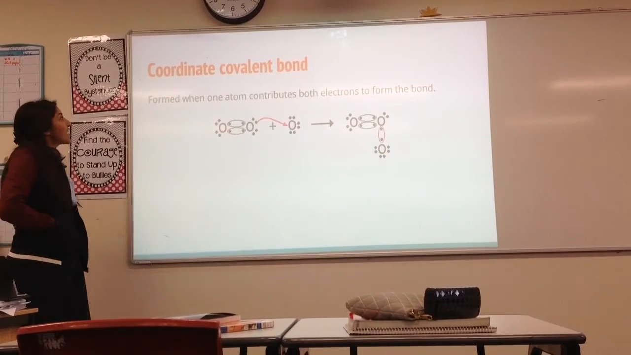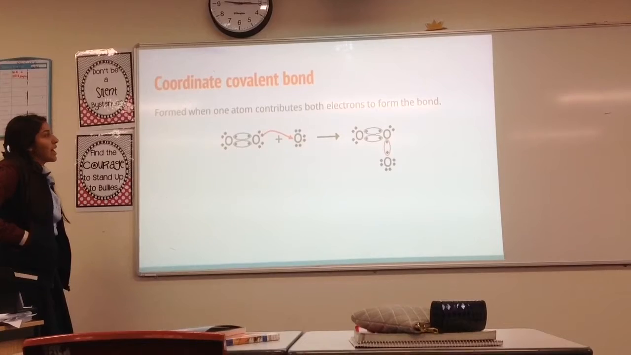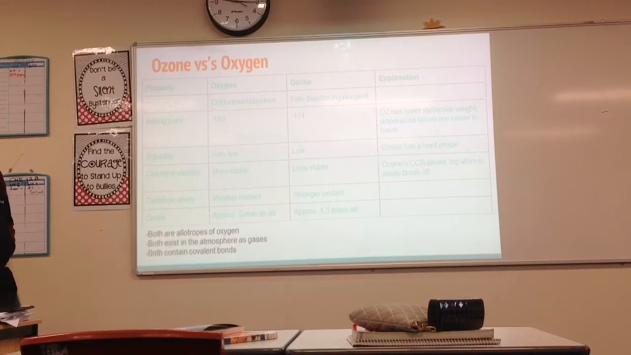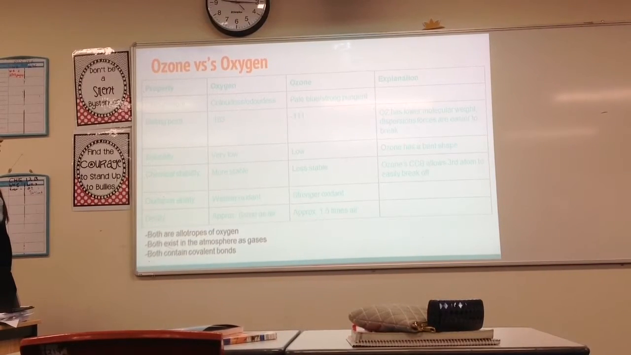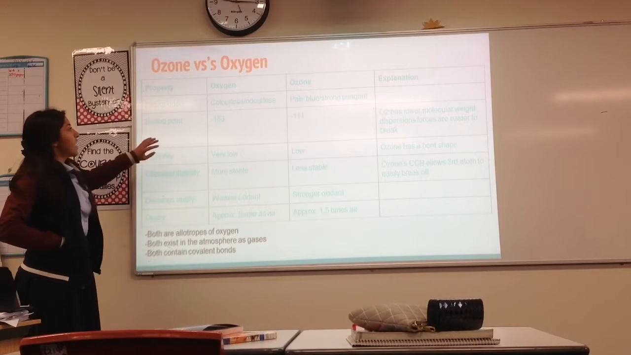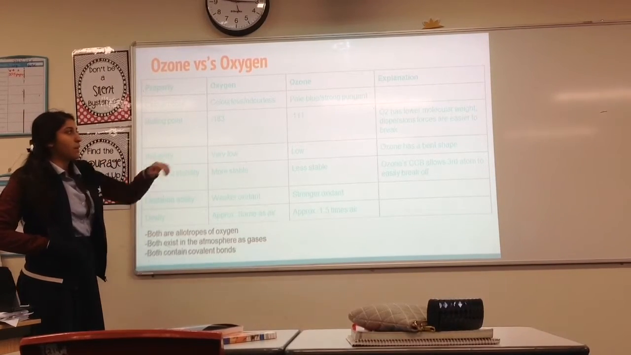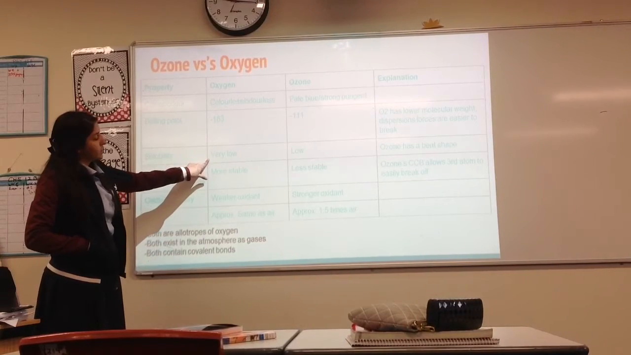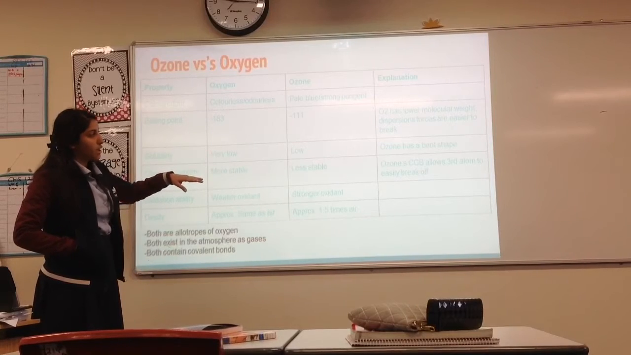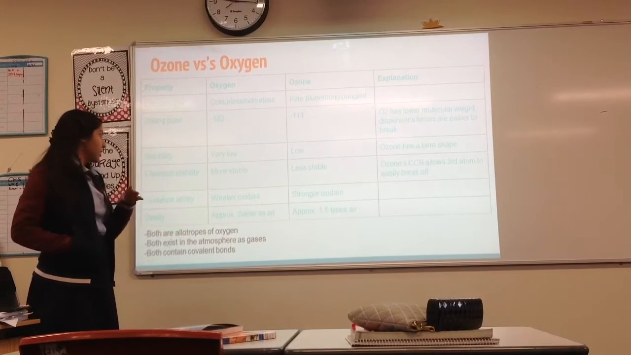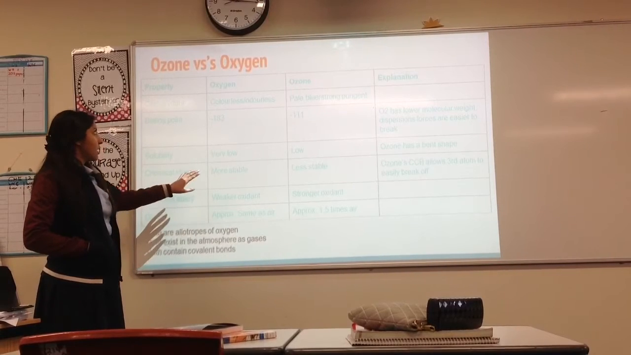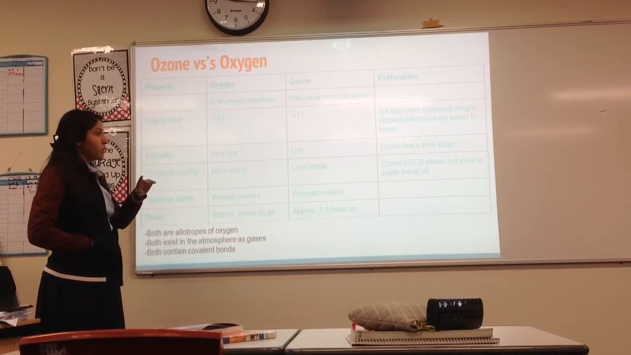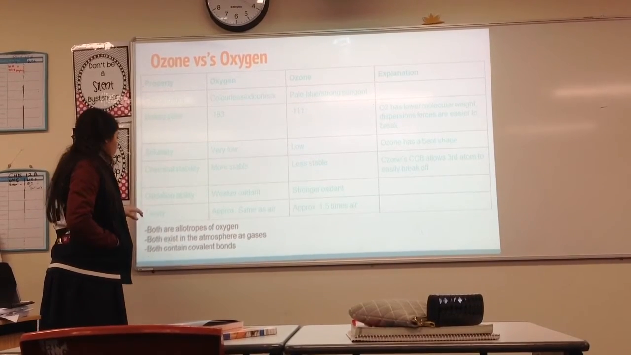Coordinate covalent bonds are formed when one atom contributes both electrons to form the bond. And then there's ozone versus oxygen. Oxygen has a lower boiling point because it has a lower molecular weight, so the dispersion forces are easier to break. It has very low solubility, but ozone is slightly higher because it has a bent shape, so it can dissolve more easily in water. For chemical stability, oxygen is more stable because ozone's coordinate covalent bond allows the third atom to easily break off.